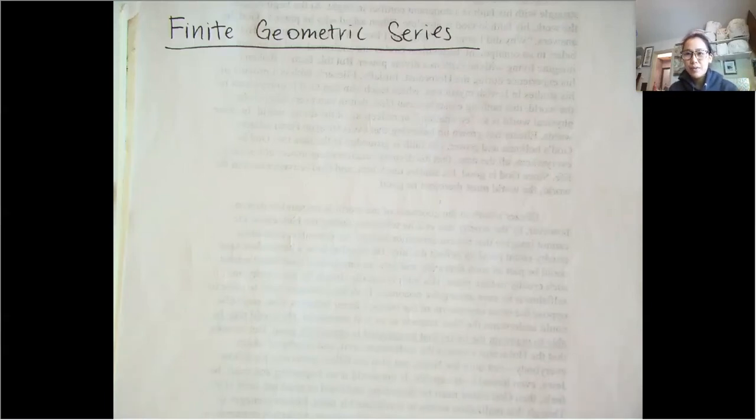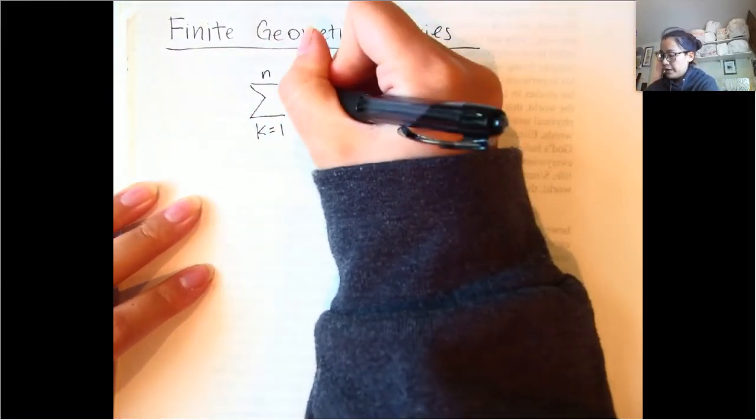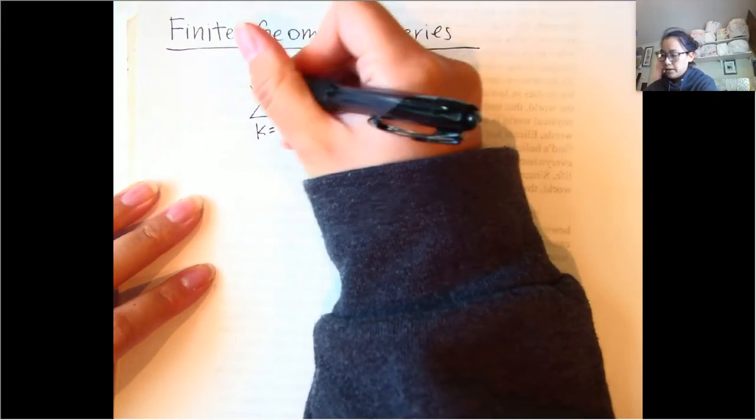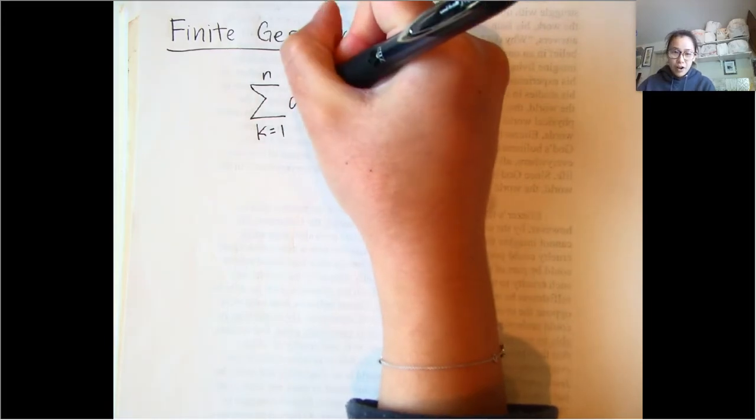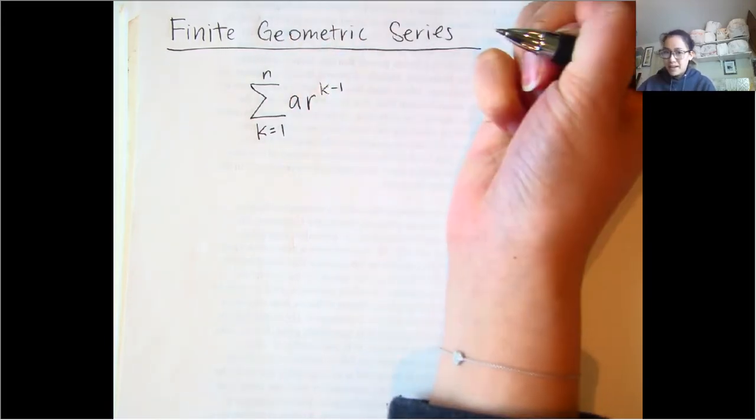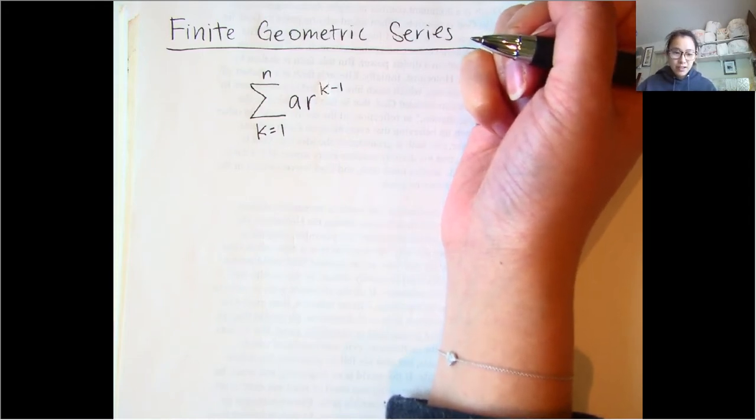So in this video, we're going to talk about a specific type of series, a specific type of sum when you're adding stuff up. It's called a geometric series. A geometric series comes in the form of the series from k equals 1 to n of a times r to the k minus 1 power. So this is what we call a geometric series.